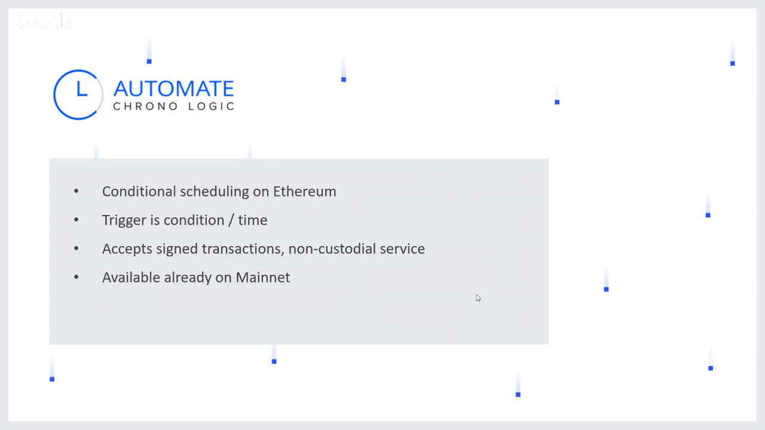So Automate allows you to do conditional scheduling on Ethereum, as well as time scheduling. You basically sign a transaction using some offline wallet like MyEtherWallet or MyCrypto, and then you paste these transactions, and then you set a trigger for when you want this transaction to be executed. So it accepts only signed transactions, which means it's very safe.